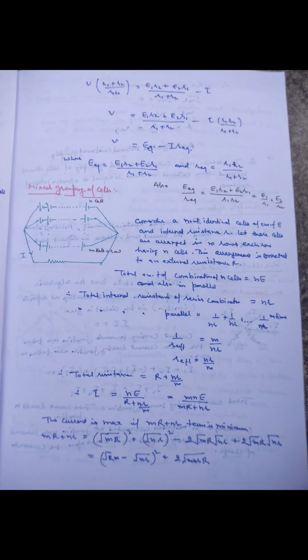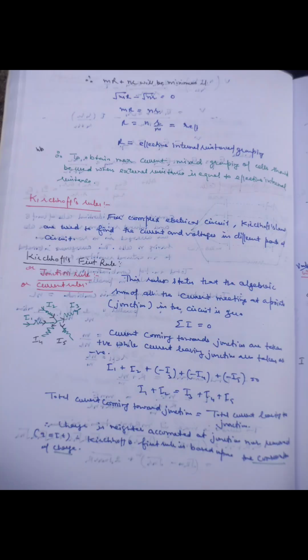To get a large current, different cells are connected in series when external resistance is very high as compared to internal resistance of the cell. Different cells are connected in parallel to get large current when the internal resistance of the cell is greater than the external resistance. If internal resistance is equal to external resistance, then cells are connected in mixed grouping.